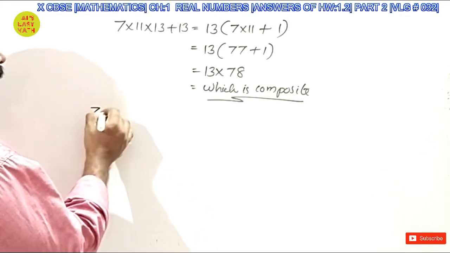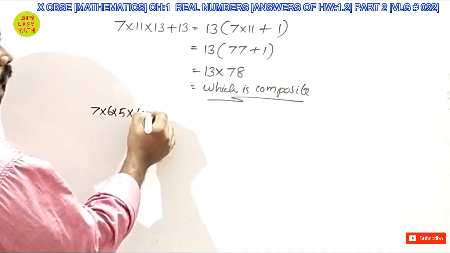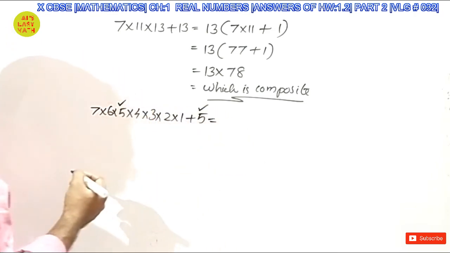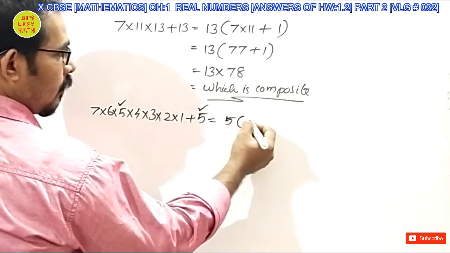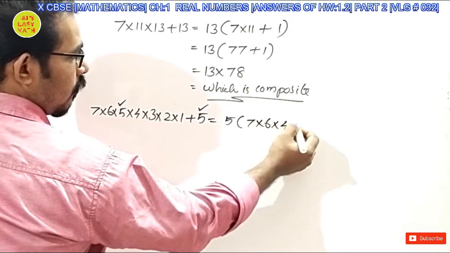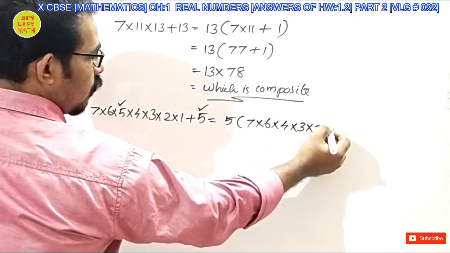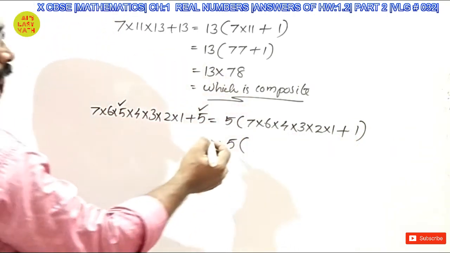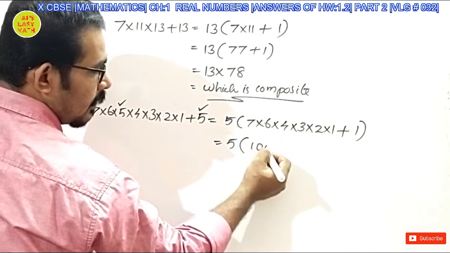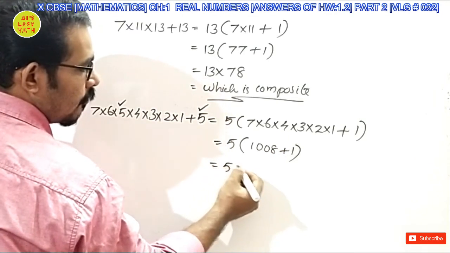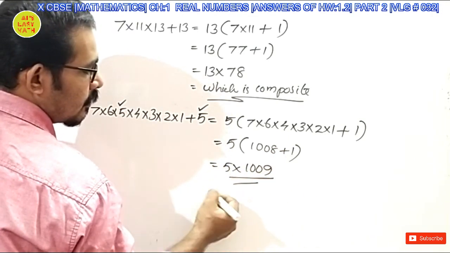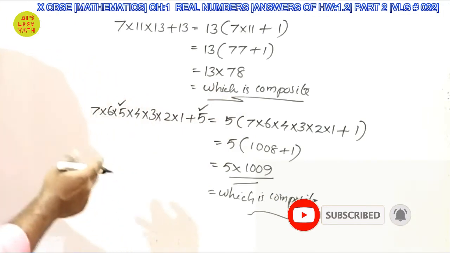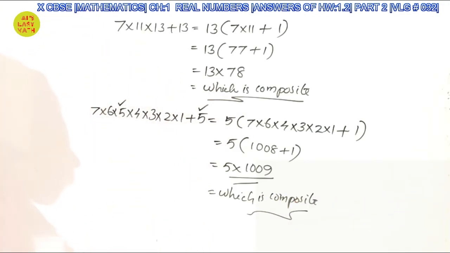Again, we have 7 into 6 into 5 into 4 into 3 into 2 into 1 plus 5. Here also we have a common factor 5. We take that 5 outside. So now we have 7 into 6 into 4 into 3 into 2 into 1 plus 1. The product of these all is 1008, plus 1. So it is 5 into 1009, which is also composite. So in this way we can easily prove that these two numbers are composite.